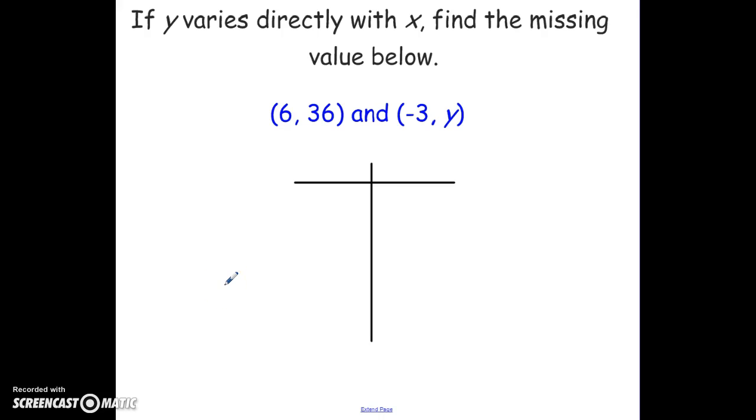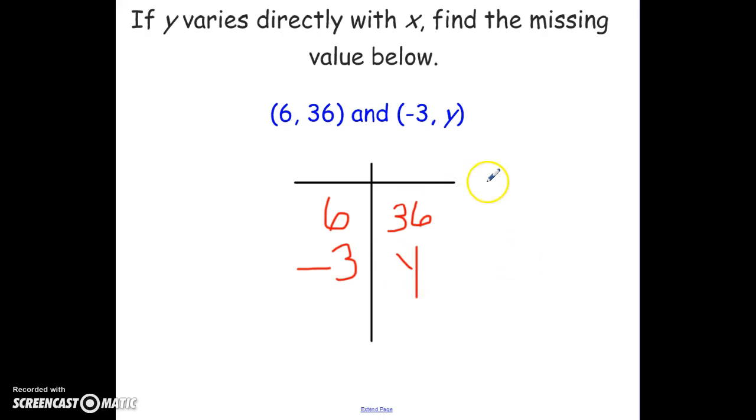So you should have the whole top part, the notes, filled out. Now we just have a few examples to go through so you can see how questions might be asked about direct variation. In this case, we're going to find a missing value. So we're going to fill in this table. We have the point (6, 36) and the point (-3, y).